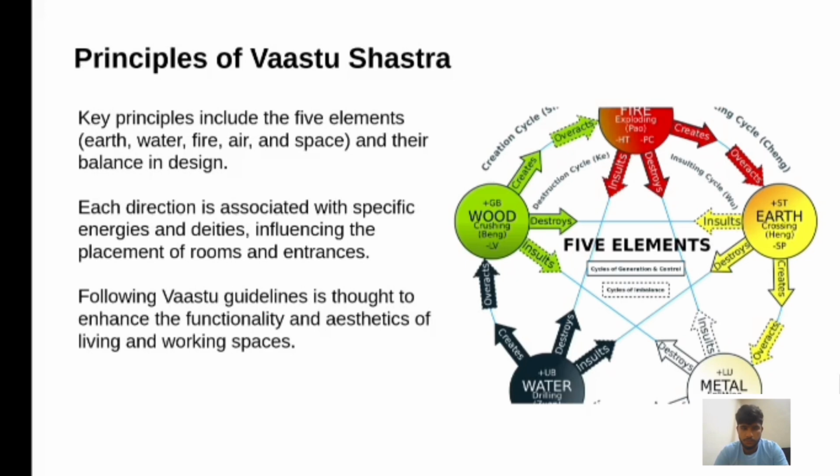Key principles of Vastu Shastra. Key elements include the five elements: earth, water, fire, air, and space, and their balance in design. Each direction is associated with specific energies, and these influence the placement of rooms and entrances. Following Vastu Shastra guidelines is thought to enhance the functionality and aesthetics of living and workspaces.